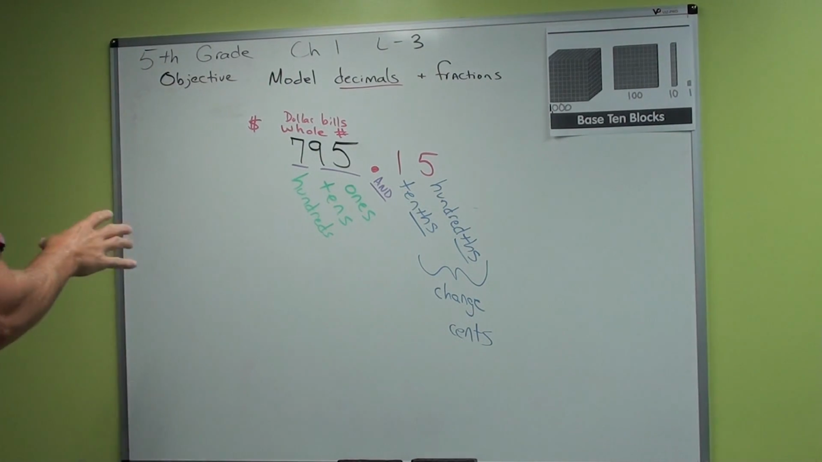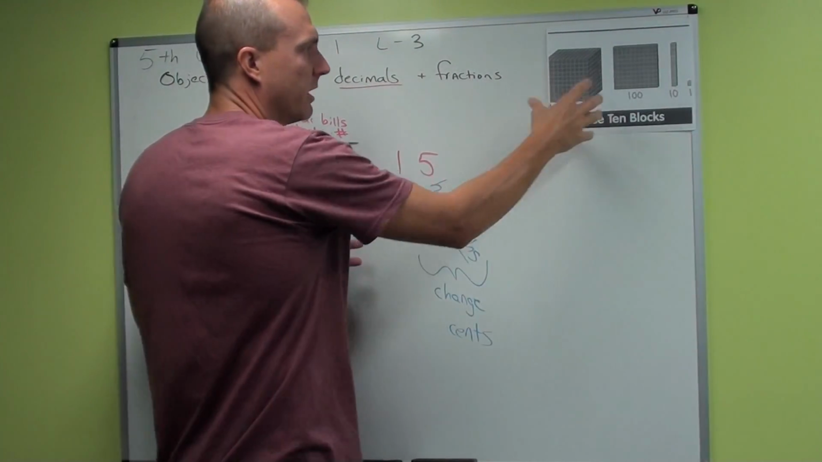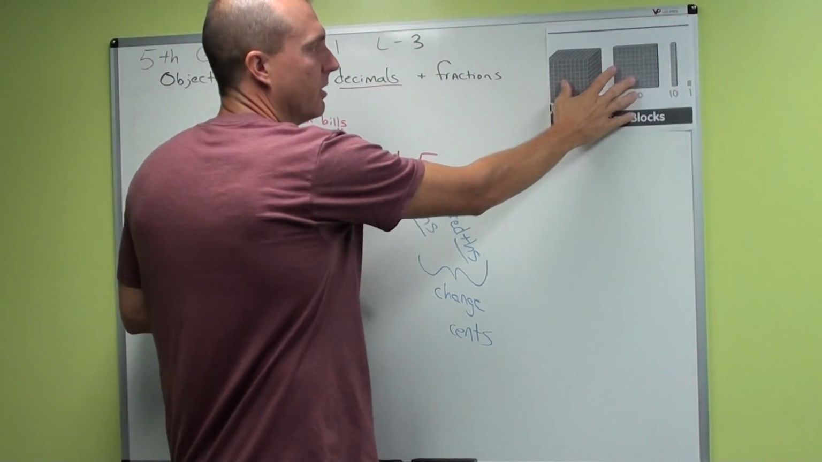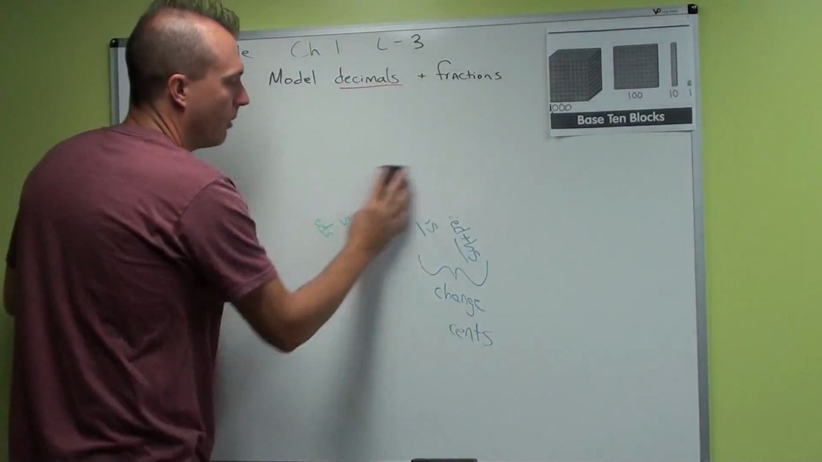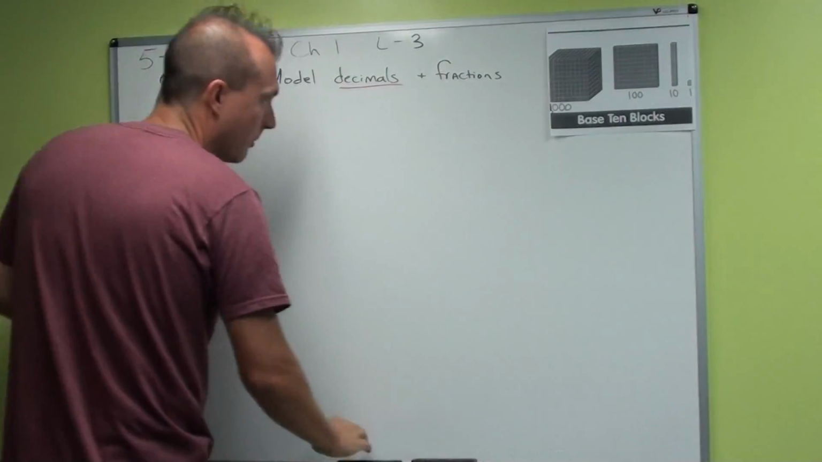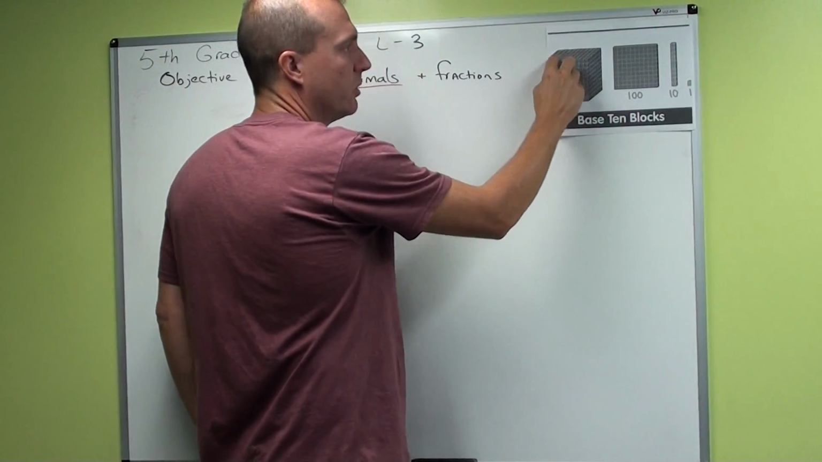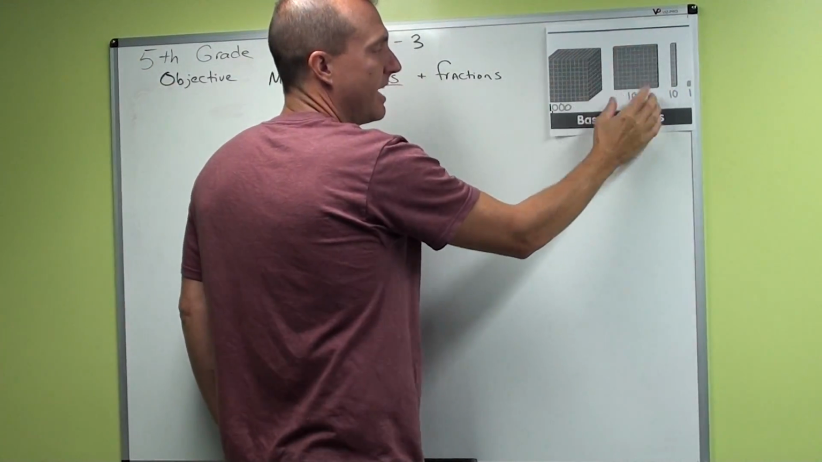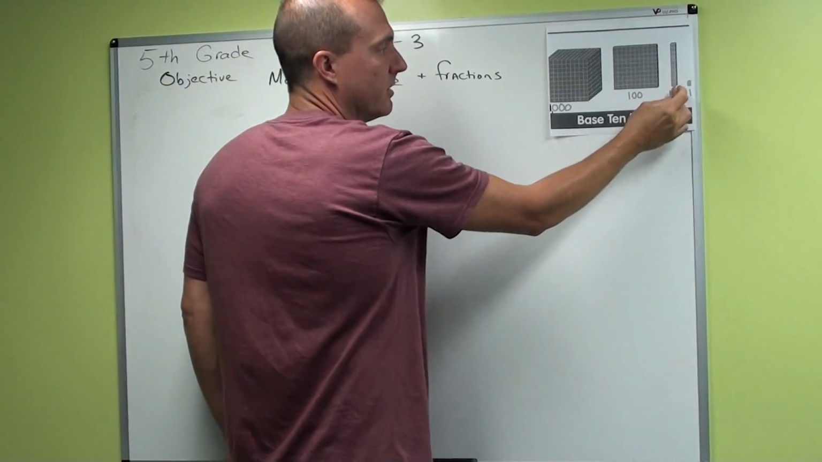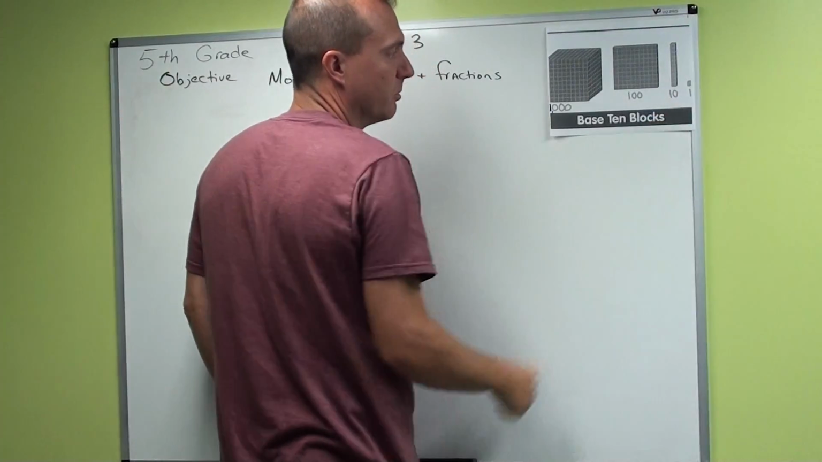So, now you have the basics of your decimals. So now we're going to look at how does this relate to base 10 blocks? Now you guys have been using base 10 blocks for a long time. So, our base 10 blocks look like this. This is a giant cube. This is a flat. This is one 10 block. And this is a 1 cube.